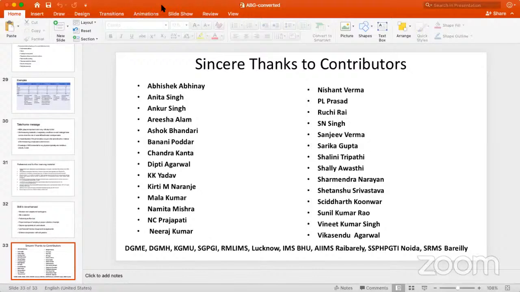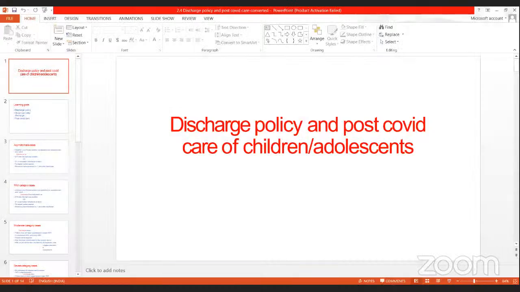Now, with permission of all attendees and all organizers, we go on to the next talk, the last talk of this session. Dr. Vedika Bhatt, I assume, is raring to go. Yes, sir. From RMC Bareilly. She will be talking about discharge policy and post-COVID care of children and adolescents. Equally important, very relevant topic. You are welcome, Dr. Vedika.